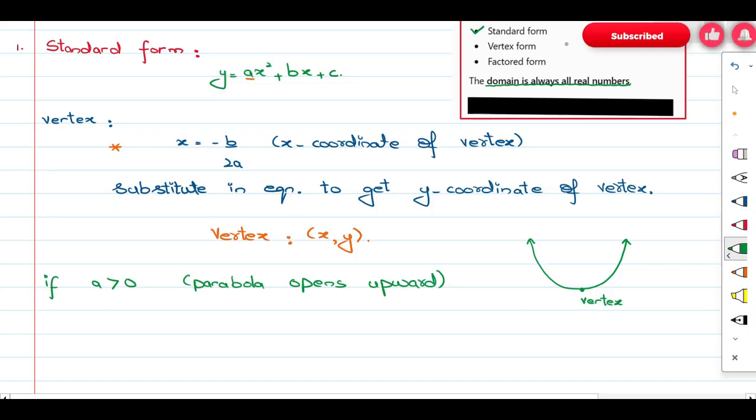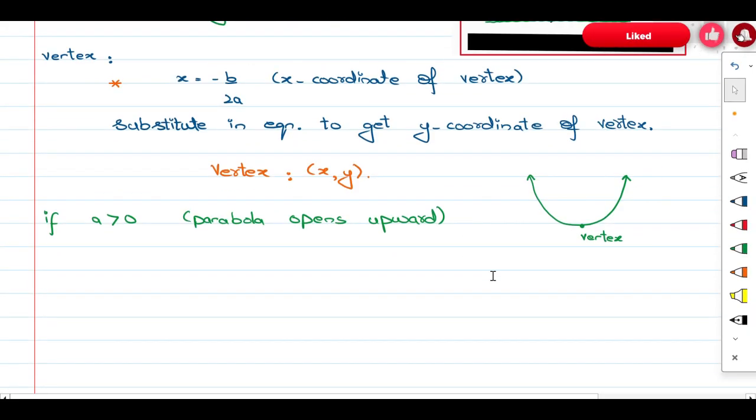Now, what is the range in this case when a is positive? Range always just deals with the y coordinate of the vertex. We need the x coordinate to figure out the y coordinate, but after that we are not using the x coordinate. We're just dealing with the y coordinate. So in this case, we can say the range, which deals with the y values, is y is greater than or equal to the y coordinate of the vertex, right?